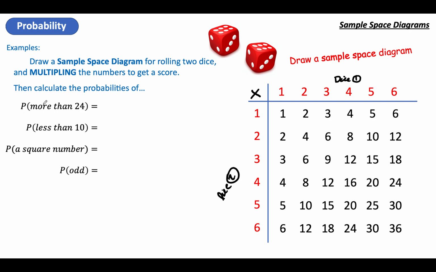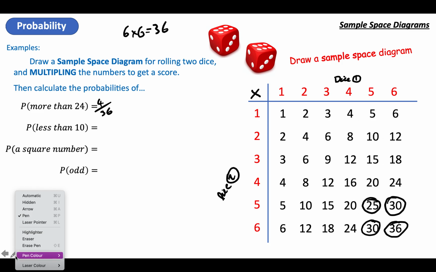What's the probability of more than 24? Okay, what's more than 24? Well, that would be 25, 30, 30, and 36. Actually, it's 4 out of the total number of outcomes. Now, again, there's 36 different outcomes. You could know that just from counting up all these numbers. There are 36.